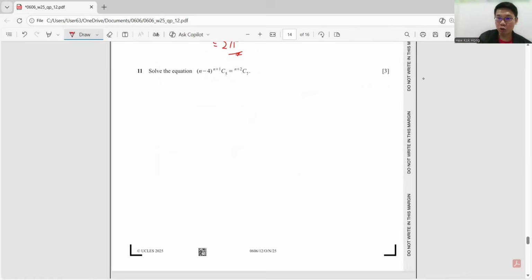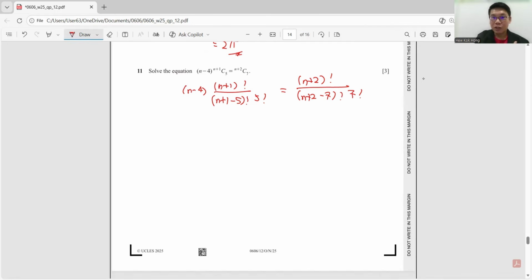Question 11, solve this. So we apply the formula. nCr means the top factorial over top minus bottom factorial, and then we still have bottom factorial. Same as this, top factorial over top minus bottom factorial, bottom factorial. So for this question, we have n plus 1 factorial and n plus 2 factorial.